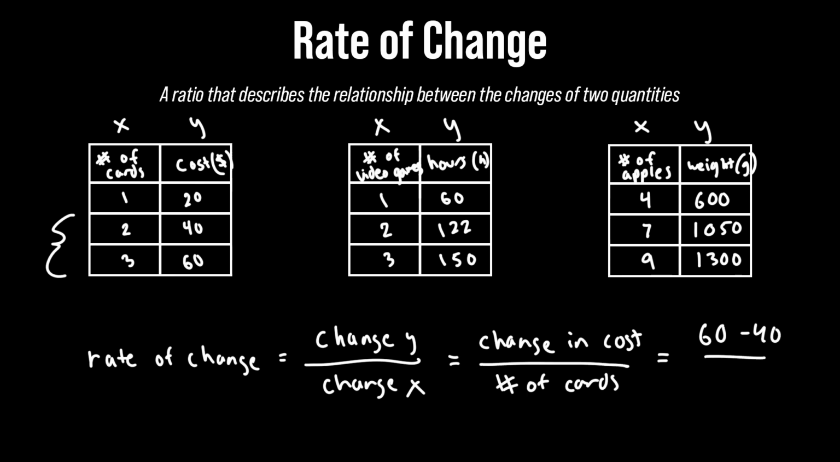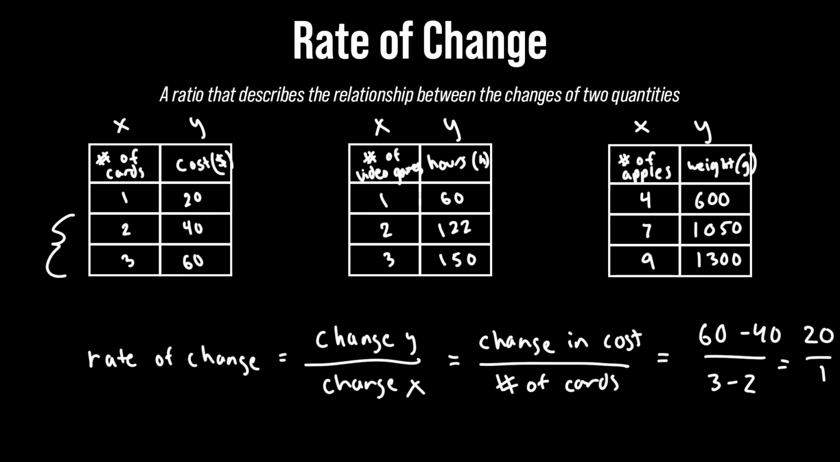What's the change in x? It's the number of cards. We go from 2 to 3 cards. So the difference would be 3 minus 2. And this would be 20 over 1. So what can we conclude about the rate of change? Is that for each card that we're adding, the cost increases by 20.